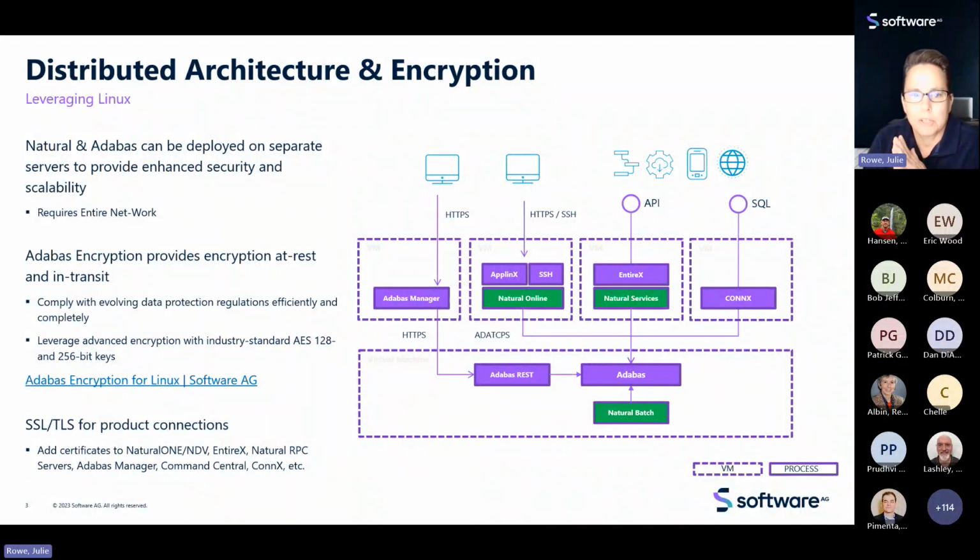So to have an architecture such as that, you would need to have an entire network. From the Adabas encryption standpoint, we have a couple of customers that have done encryption at rest, and some who have also done the encryption in transit, where they use SSL and certificates to encrypt that traffic that's going across the network in a distributed architecture scenario.